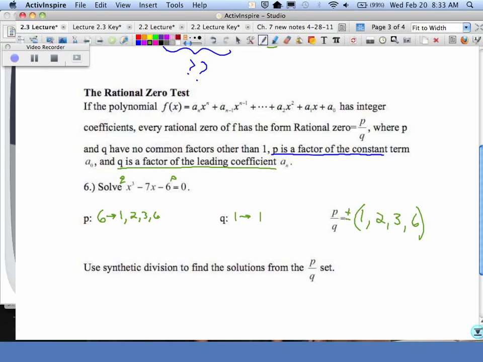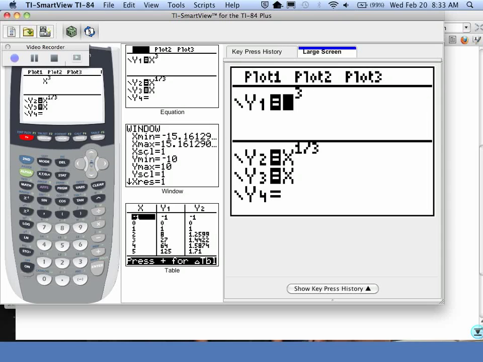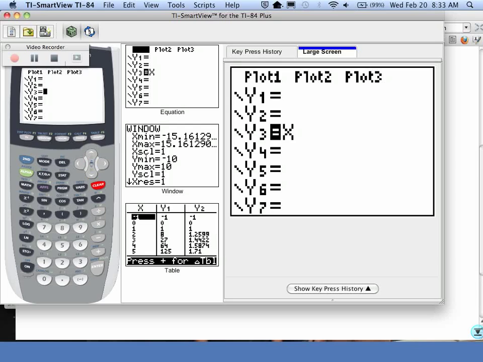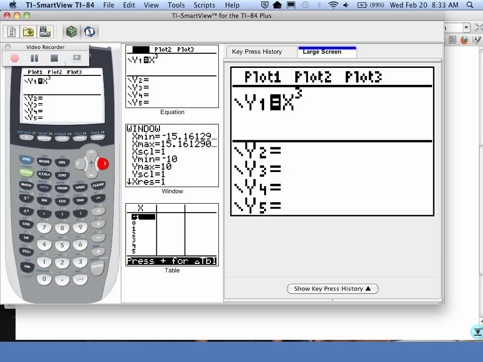So what I want you to do is type this into y1. Everybody type it into y1 on your calculator. What is it? x cubed minus 7x minus 6.